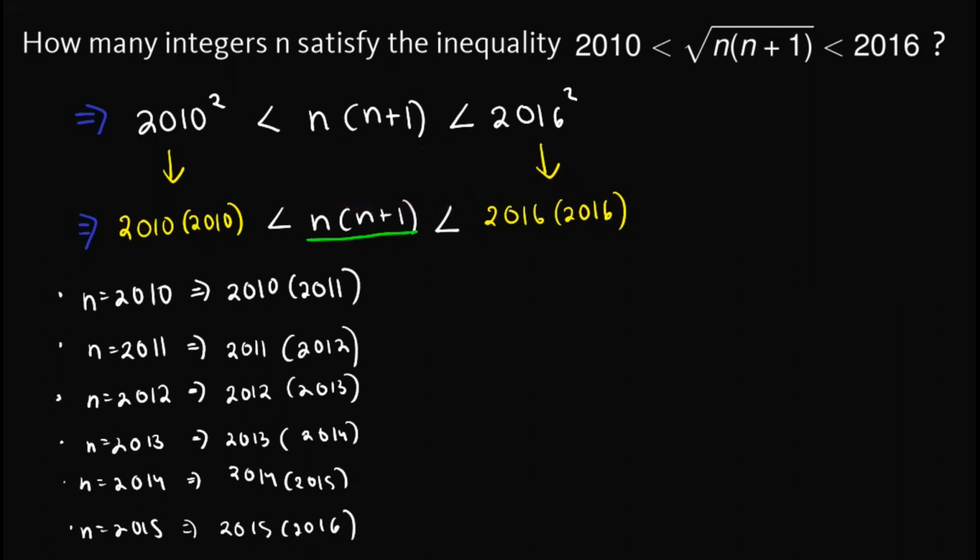So we can actually take n equals negative 2011, since our expression would become negative 2011 times negative 2010, which is simply 2010 times 2011, since we can cancel out the negative sign, since negative times negative is equal to positive. So we have found one.